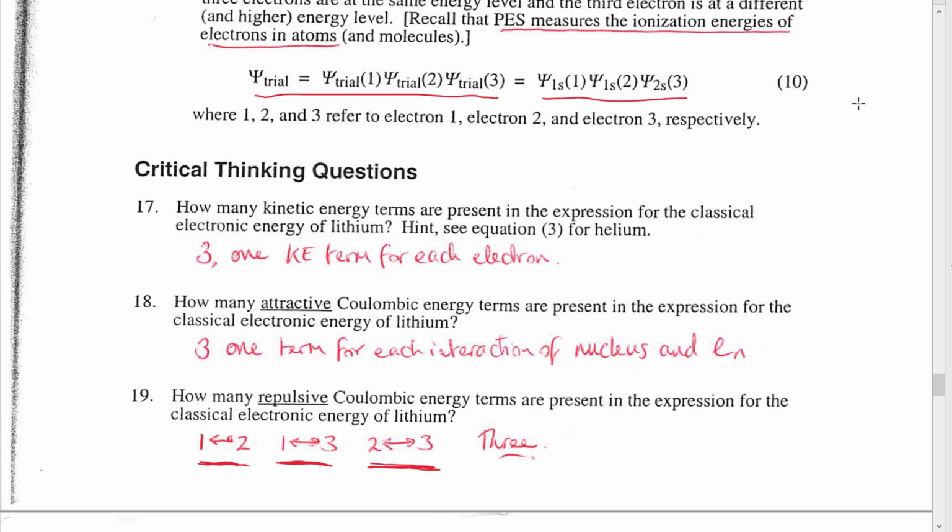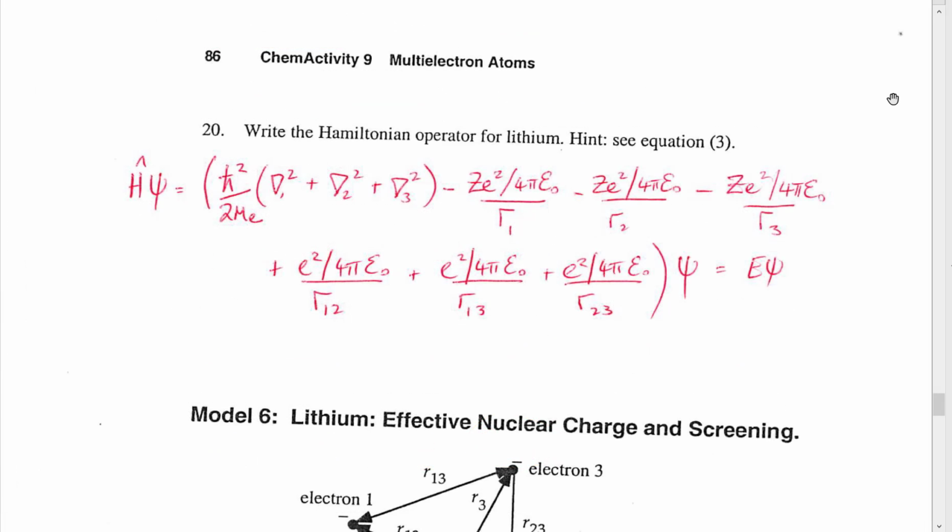and electron 2 and number 3. So we'd expect 3 repulsive terms. So our Schrödinger equation is clearly going to get much more complicated. And indeed, if we try to take all of these terms into account, we're going to have 3 kinetic energy terms for the electrons. This is where we see these del functions in here, del squared functions.